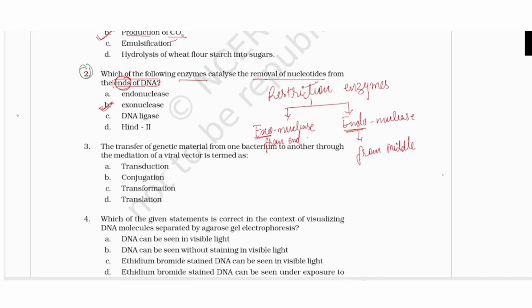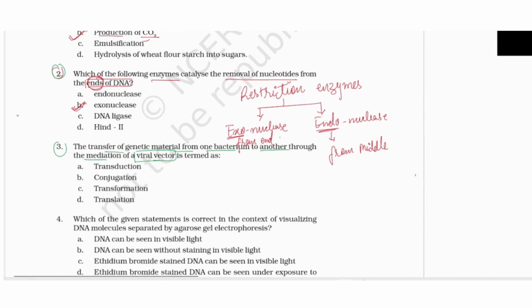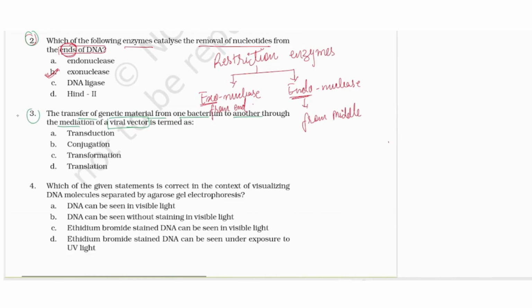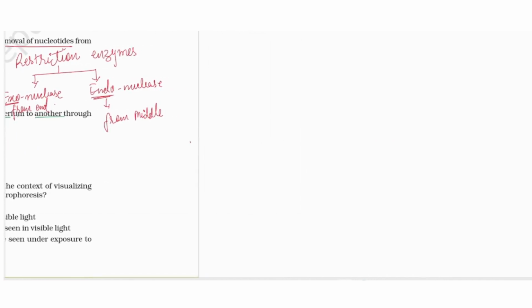Now the third question is, they are saying the transfer of genetic material from one bacterium to another through the mediation of a viral vector is termed as what? This is actually the mode of transfer of genetic material from one cell to another cell. There are actually three types. The first one is conjugation. Second would be transformation, and third would be transduction.